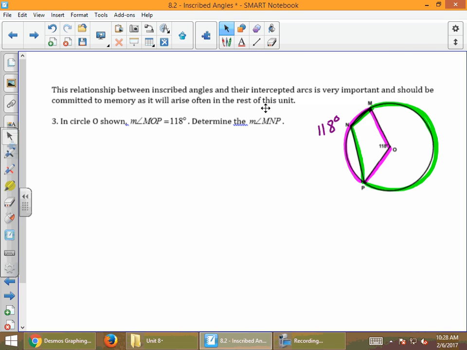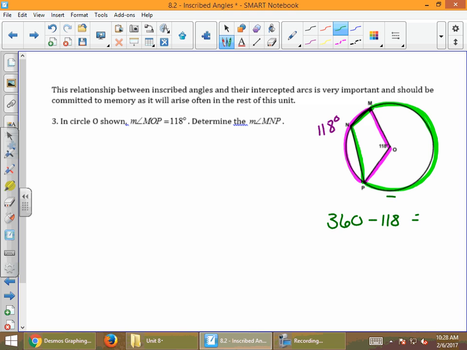Very good. We know a whole circle is 360 degrees. Well, if we subtract this part of it, then we know the rest of it. We can do 360 minus 118, and what does that give us? 242. So we know this big arc is 242. Now that we know what the arc is, we can find the angle.